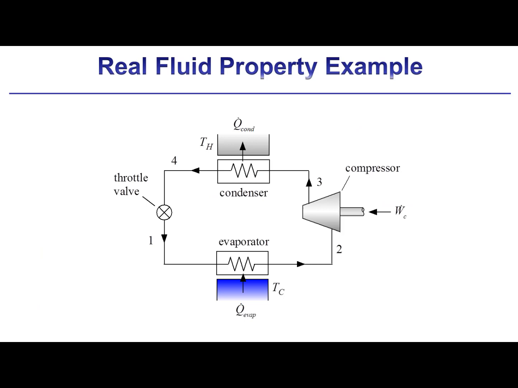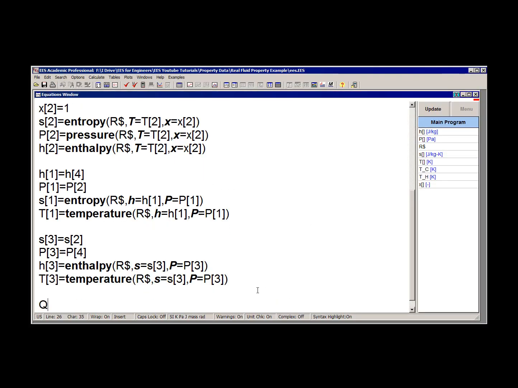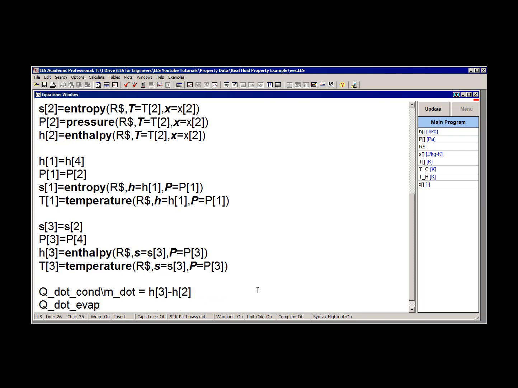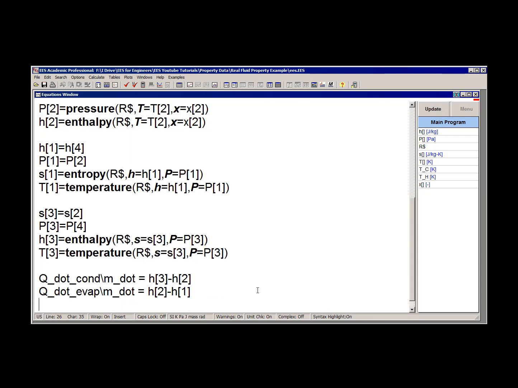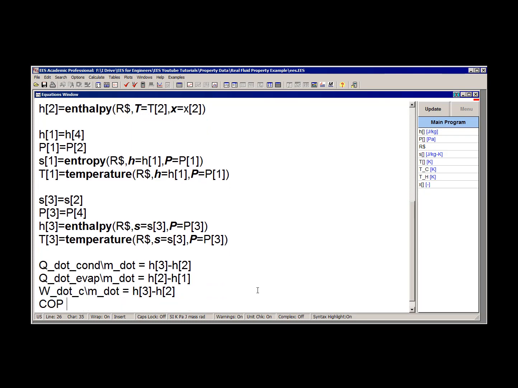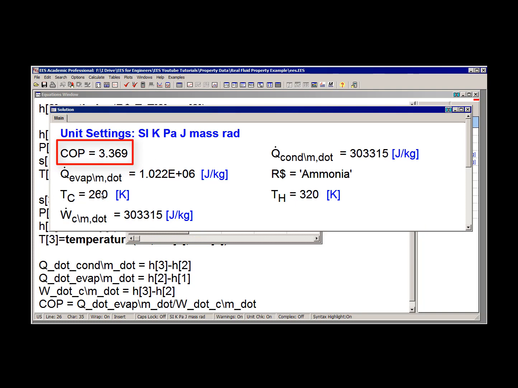Finally, we'll finish the problem by doing energy balances on the condenser, evaporator, and compressor, and we'll do this on a per unit mass basis, so that gives us the rate of heat transfer from the condenser and into the evaporator, as well as the rate of work transfer to the compressor. And then the coefficient of performance of a refrigeration cycle is just the ratio of the evaporator heat transfer to the compressor power. And if we solve at this point, we find that the COP is 3.37.